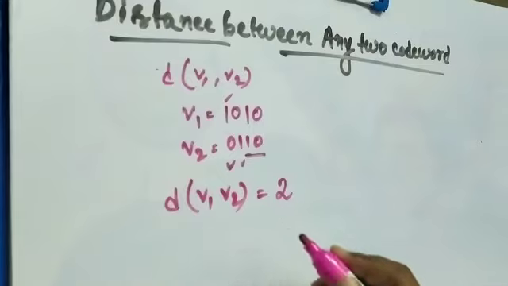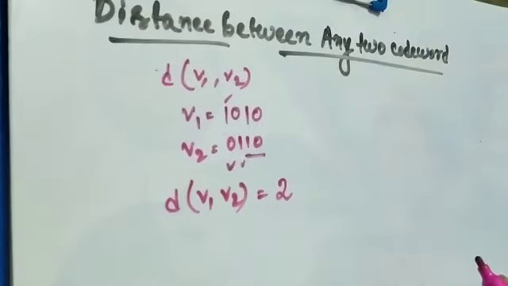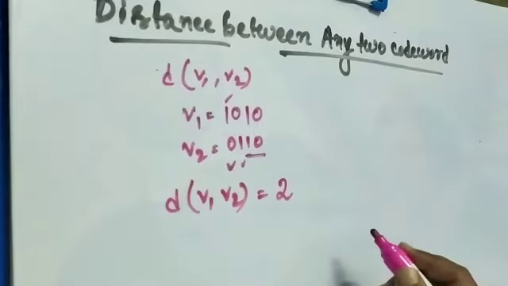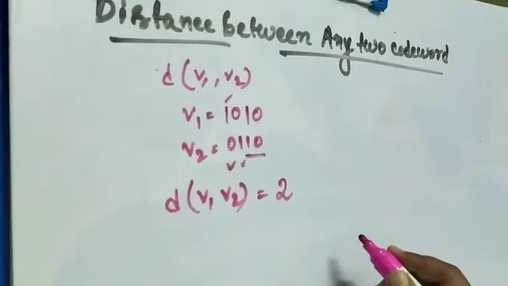In this way, the distance between any two code words can be calculated. Note that for calculating distance, both code words must have an equal number of bits, otherwise this calculation is not possible. Now the minimum distance is found by considering the distance between all code words.